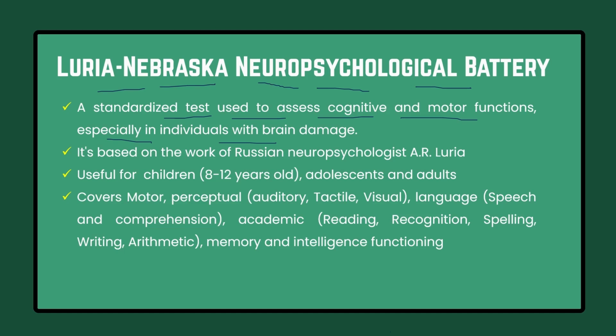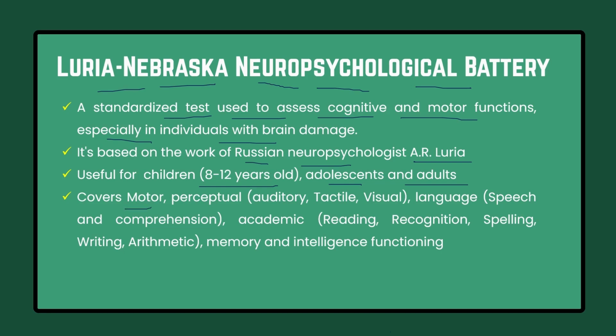Okay. So, it's based on the work of a Russian neuropsychologist, A.R. Luria. It's used for children 8 to 12 years old, adolescents and adults. Okay, so again this is also a battery. So we have a group of tests here, and we have different tests for children, which come under 8 to 12 years. We have a different set of tests for adolescents. Adolescents are teenagers. And then we have a separate test for adults.